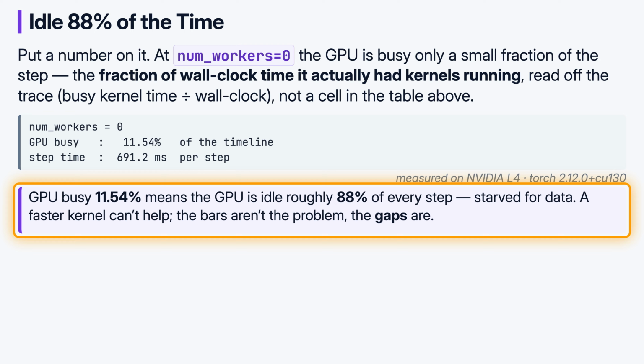11.5% busy means idle about 88% of the time. The GPU is starved, and a faster kernel would not close one gap.